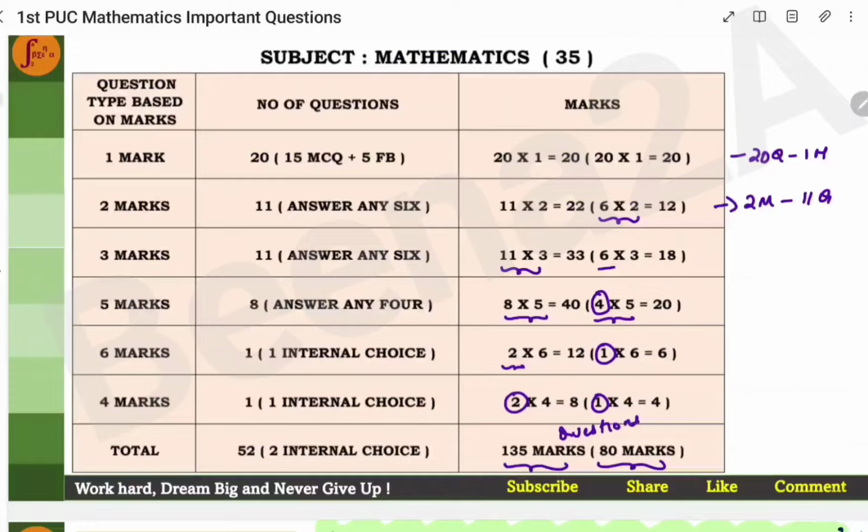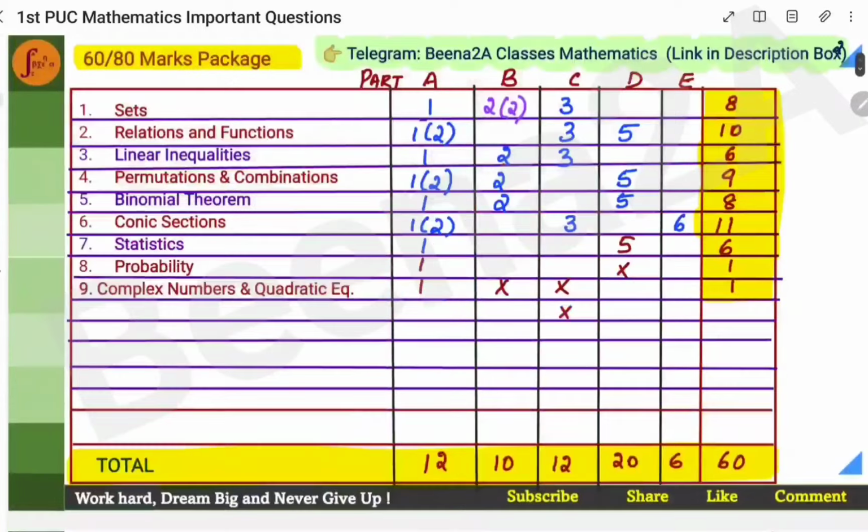And then in part E, you're going to get 2 6 markers and 2 4 markers. And you have to answer 1 each. 1 6 marker and 1 4 marker is what you have to answer. Now let's look at the scoring package, right? This is a combination for 60 marks.